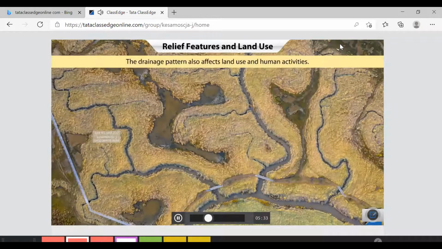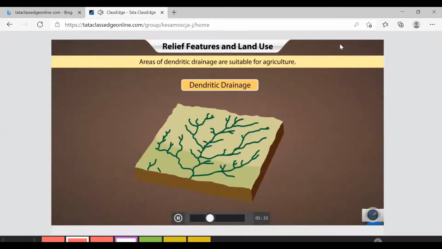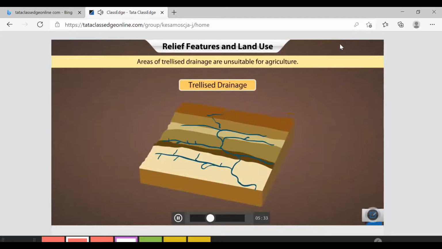Likewise, the drainage pattern also affects land use and human activities. Areas of dendritic drainage are suitable for agriculture. Areas of trellised drainage are unsuitable for agriculture.